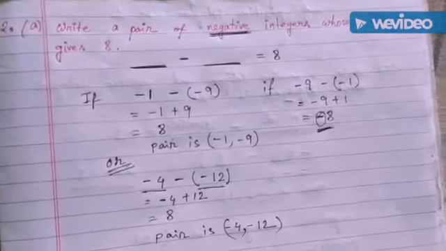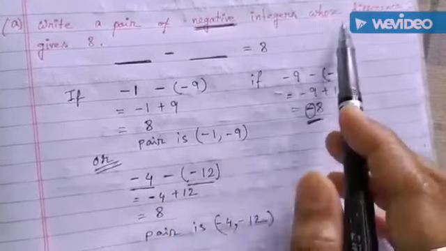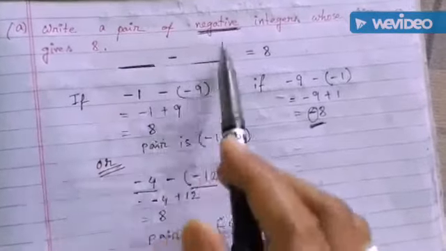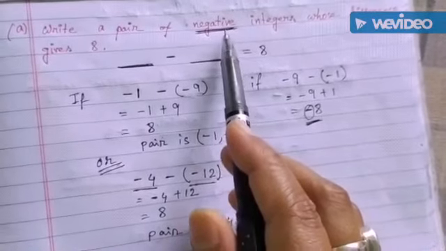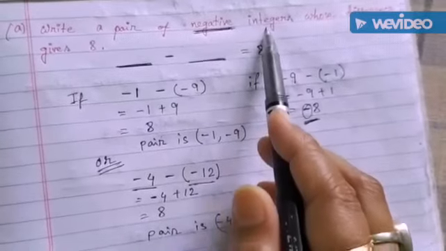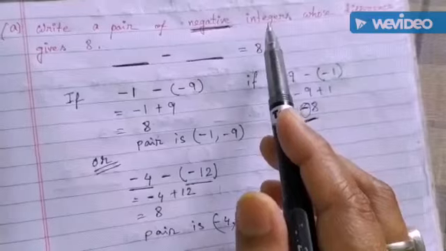Now question number 2, part A. Write a pair of negative integers whose difference gives 8. Here, what will be the integer sign? That means negative or positive. This is restricted. That means you have to take negative integers. Both integers will be negative.